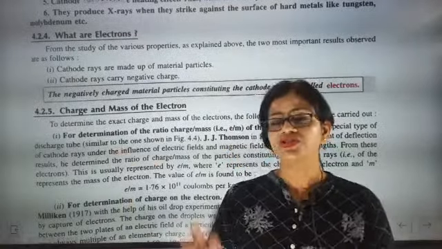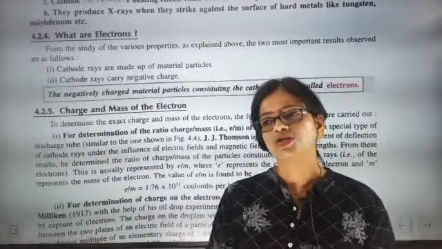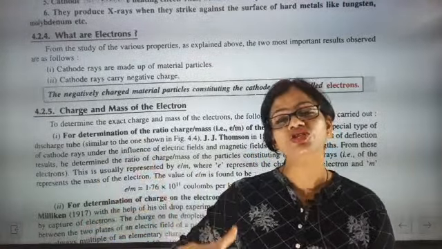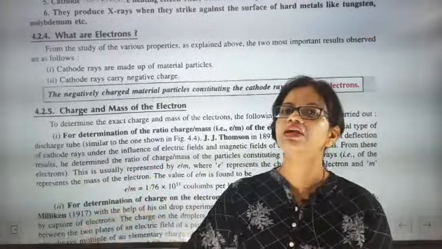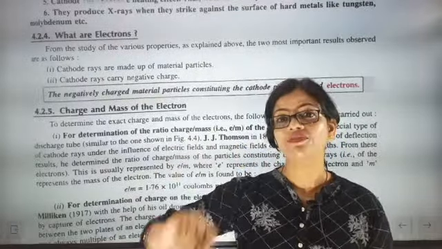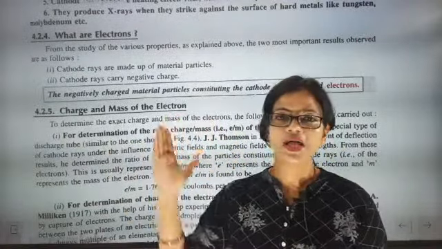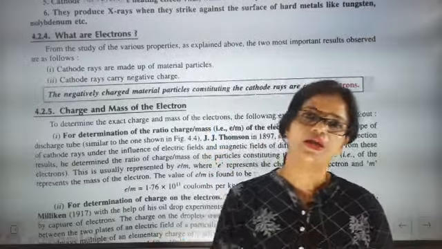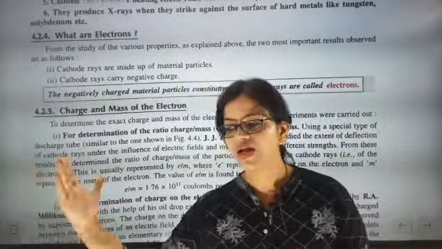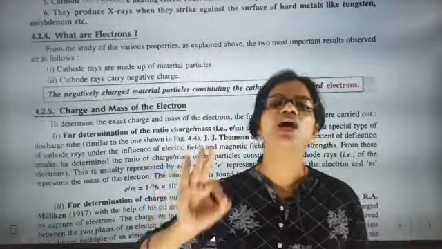When J.J. Thomson did that experiment, cathode rays were coming out. These cathode rays were negatively charged particles, beta, and they were traveling in a straight line. So now we came to know that these negatively charged particles are nothing but electrons. So the cathode rays constitute negatively charged particles. The rays which were traveling from cathode to anode are negatively charged particles.